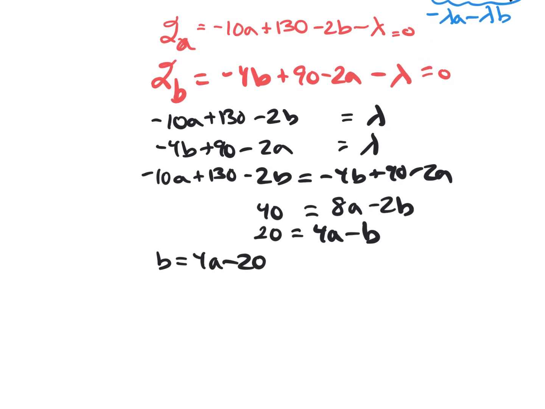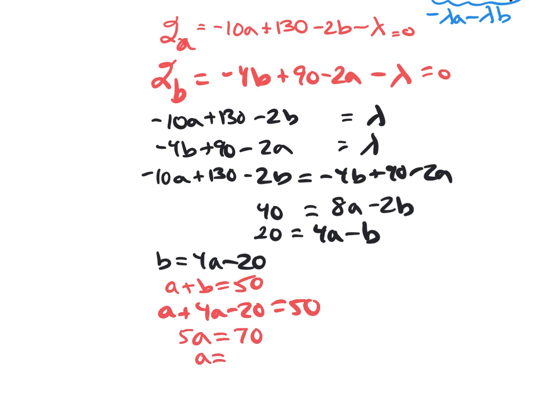So again, remember the constraint: a plus b equals 50. So let's plug in the fact that b is 4a minus 20. So we get 5a equals 70. So a is going to be 14, it looks like. Okay, so if a is 14, then 14 plus b is 50. So b is 50 minus 14, or 36.